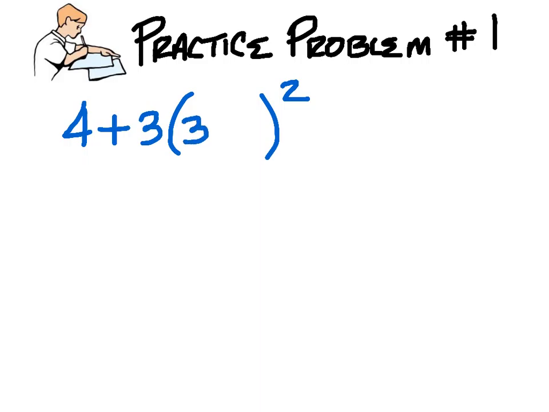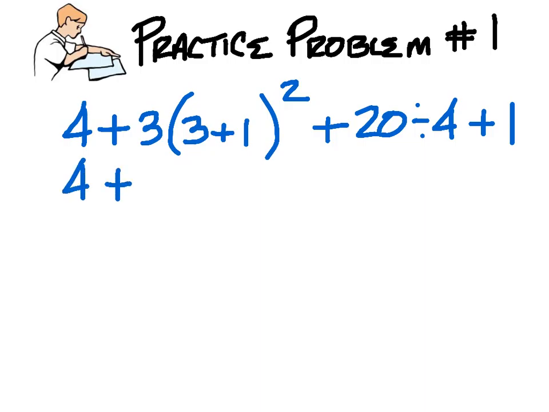Practice problem number 1. 4 plus 3 times the quantity squared of 3 plus 1, close the quantity, and then plus 20 divided by 4 plus 1. For the practice problem, first you have to do the 3 plus 1 inside the parentheses.